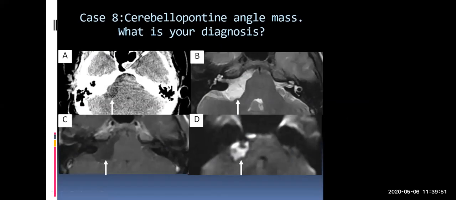All right, so next we're going to go over imaging of the cerebellopontine angle. Let me just check, see if there are any questions. Good, all right.